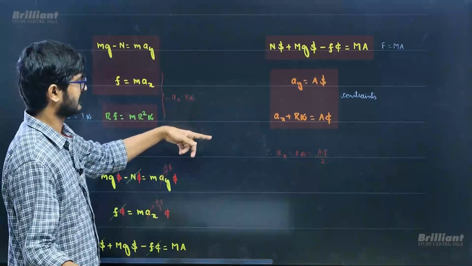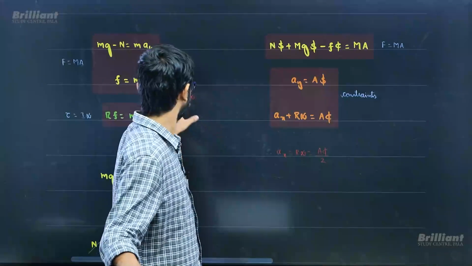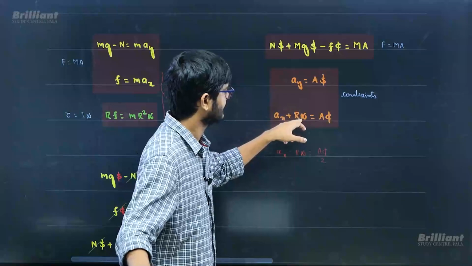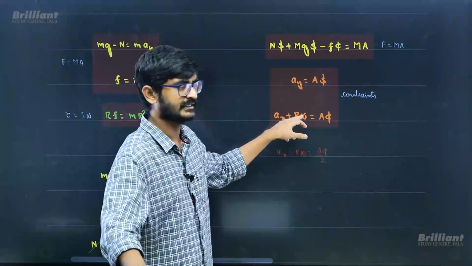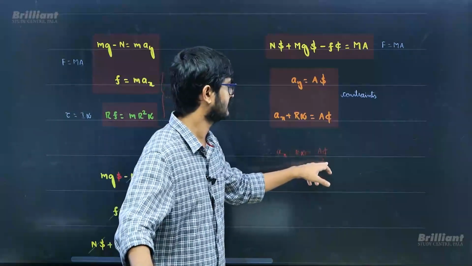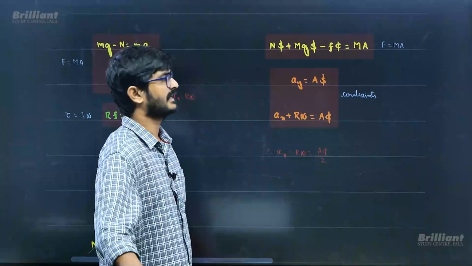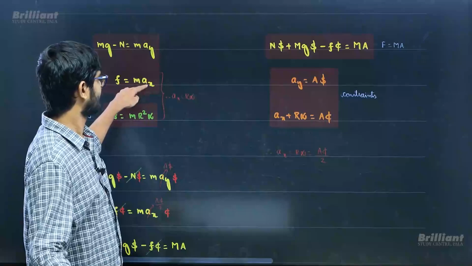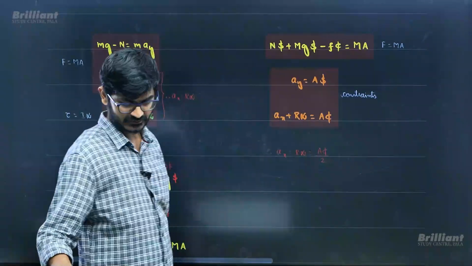Now ax equals r alpha. I am trying to make the calculation a little easy. Once I know ax equals r alpha, I can substitute here: ax plus ax is 2ax. So ax equals r alpha equals A cos theta by 2. So I will be writing everything in terms of capital A now, everything in terms of capital A, so that will help me.